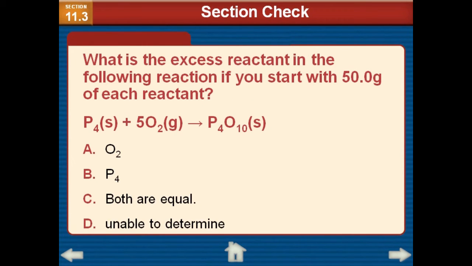What is the excess reactant in the following reaction if you start with 50 grams of each reactant? Now you definitely want to pause this one and figure this one out before the answer is revealed. The chemical equation is P4, phosphorus, plus 5 moles of oxygen yield 1 mole of tetraphosphorus decaoxide.